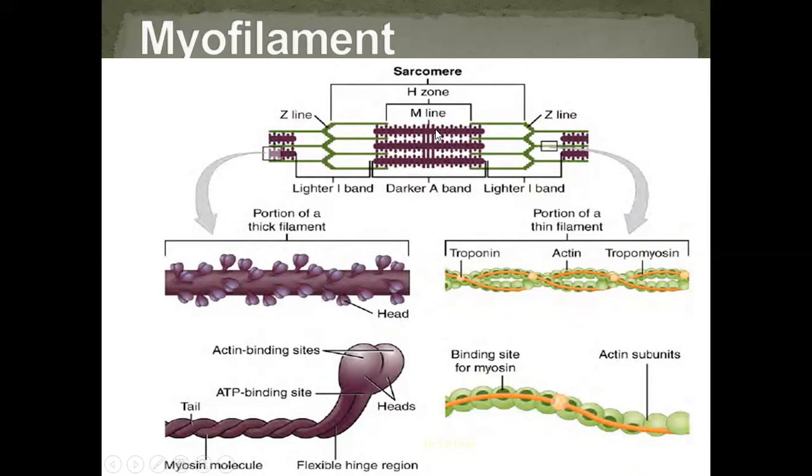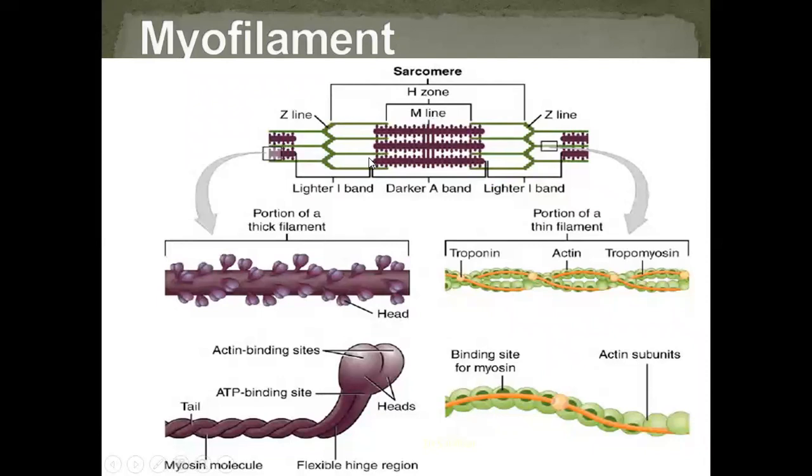Then the tail, they are connected to the M-line. That's why at the center is a bit darker, because we have the M-line. Then the thin filaments are connected to Z lines by a protein called alpha actinin. So we can see that the thin filaments are directly connected to the Z line. At the same time, the thick filament, which is myosin, is also connected to the Z line via a protein called titin.